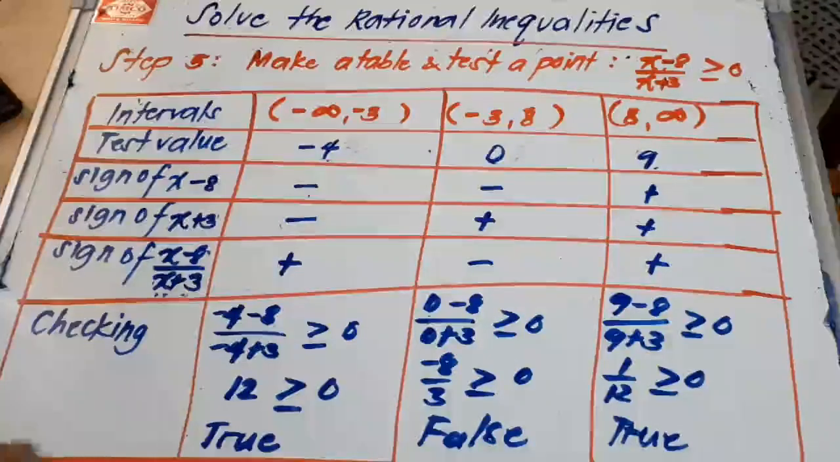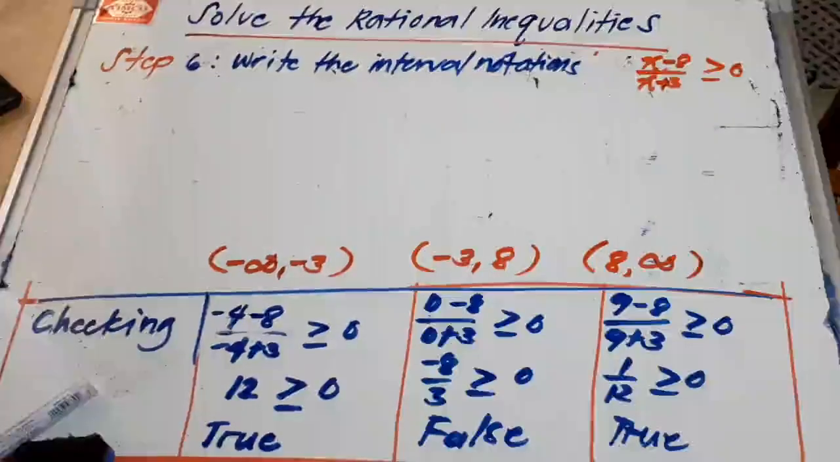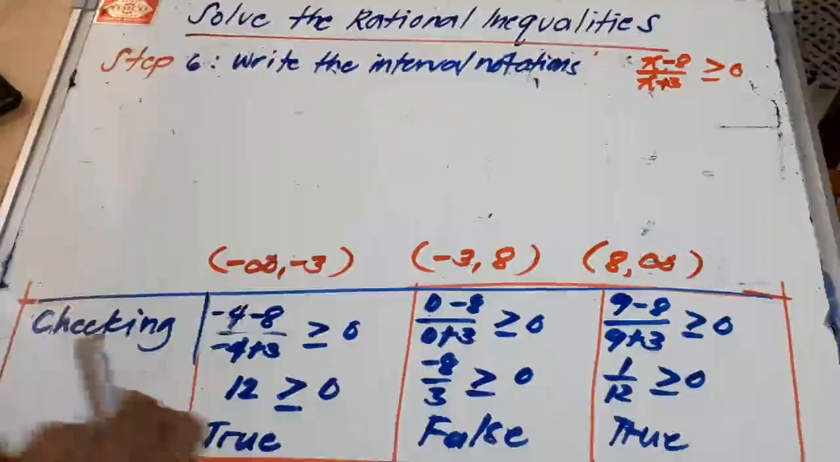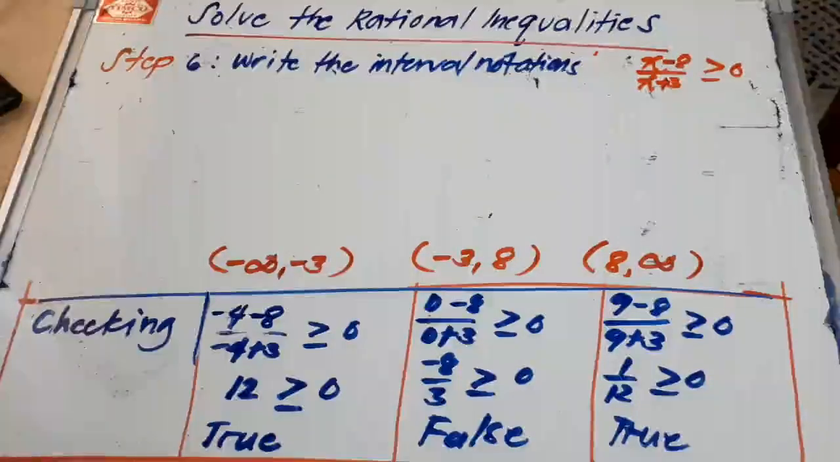Now, we move on to last step in solving rational inequality, and that is write the interval solutions. So we have now the last step in writing the interval notations. So, di ko muna binura to kasi para makita natin kung ano yung ating solution sa ating rational inequalities. So, true dito, sa interval na to, true din dito, false dito. So, itong dalawang ito ang solutions sa ating rational inequality.